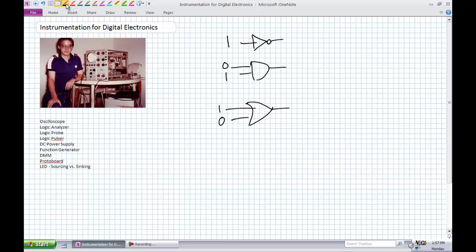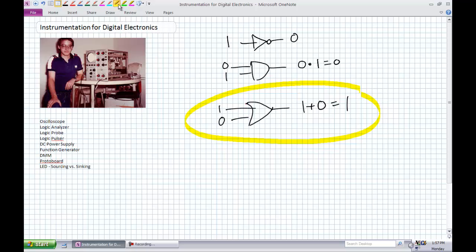Okay, again, think to your truth tables. Input of a NOT gate is a 1. It inverts it to a 0. 0 ANDed with a 1 is a 0. 1 ORed with a 0 is a 1. So the answer is this one will have 5 volts on its output.